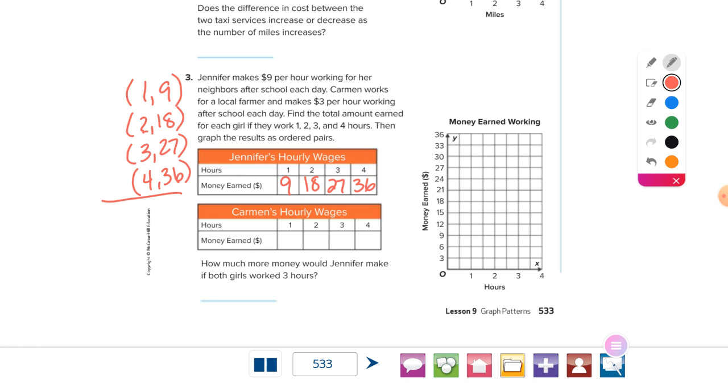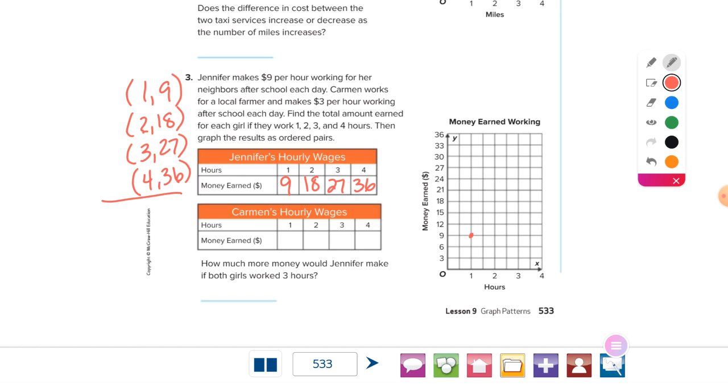Brennan, help me graph Jennifer's hourly wages, because I'm using my red. So at number 1, go to 9. Okay, so I go over to the 1 and up to 9. What's this graph counting by on the x-axis? Noelle? Halves. What's it counting by on the y-axis? 3. Is that okay? Yes.